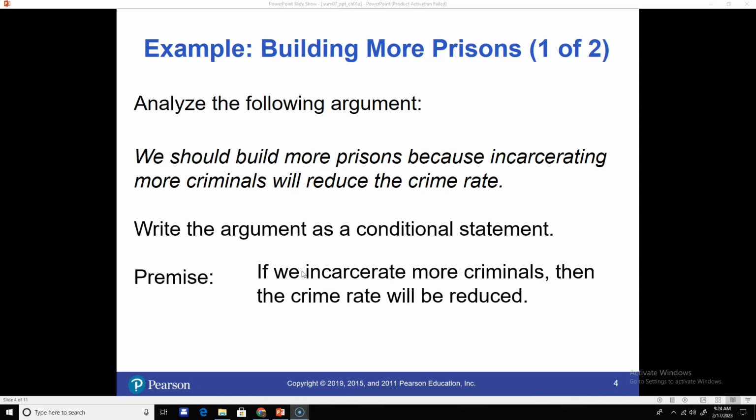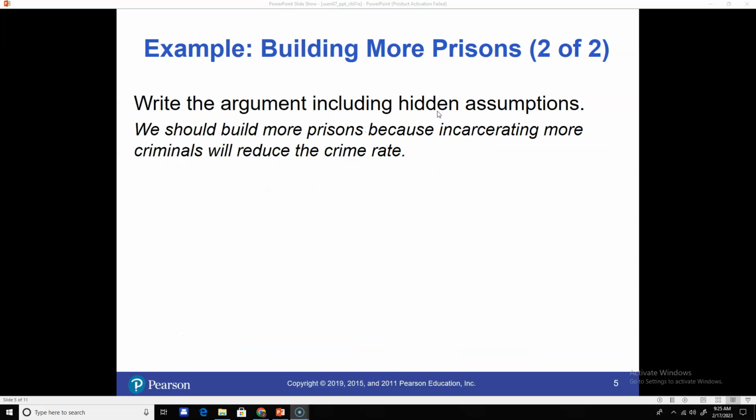So the premise is actually that if we incarcerate more criminals, the crime rate will be reduced, and the conclusion is we should build more prisons. So pretty much exactly what we said, and we've got that chain of hidden assumptions in there as well. The first hidden claim I see is that incarcerating more criminals will lead to less criminal behavior or less crime, and fewer criminals will reduce the crime rate. That's the basic chain of logic.